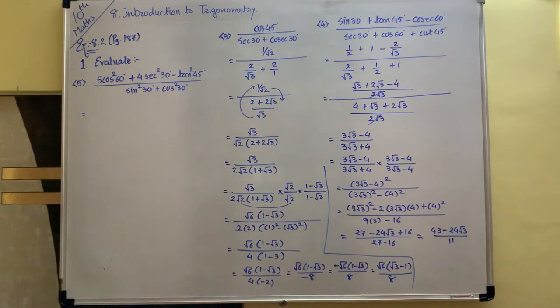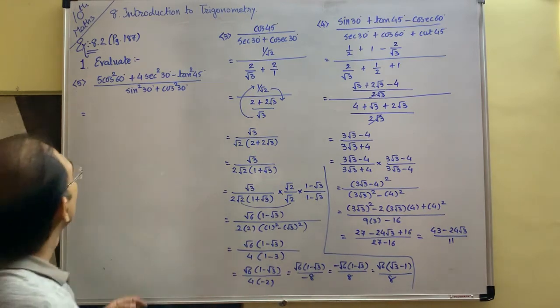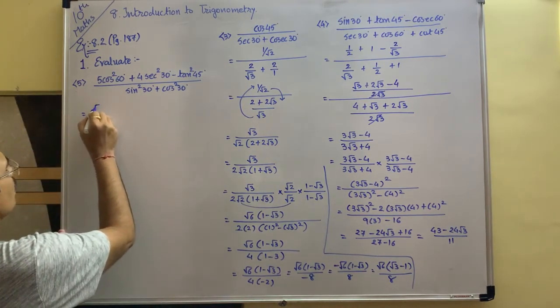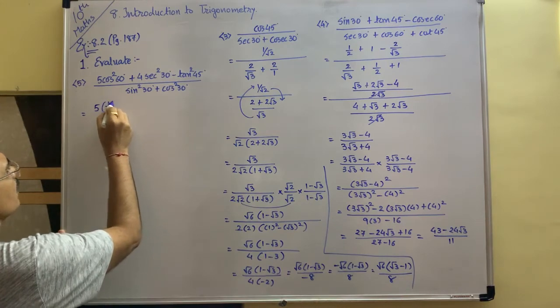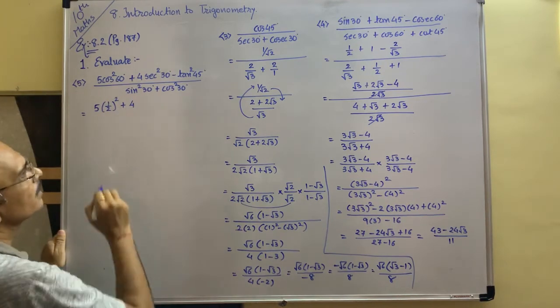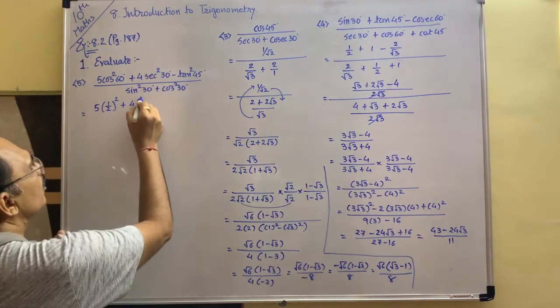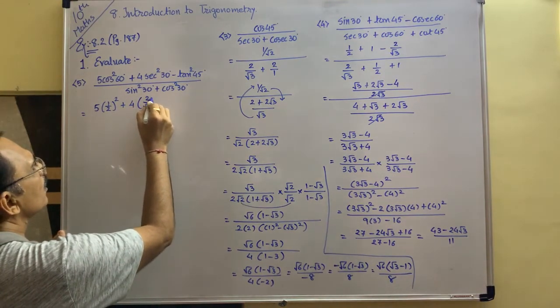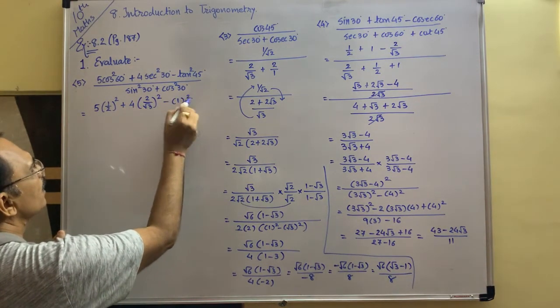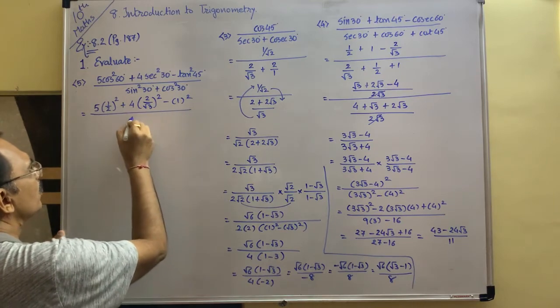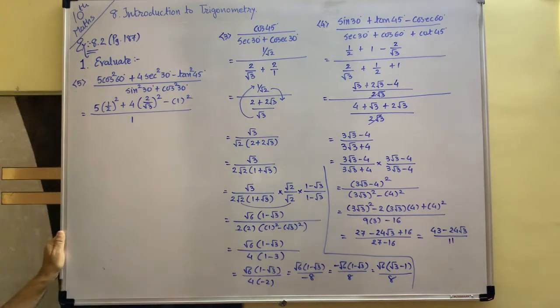Now see here, I will show you an easy trick. First place the value. Cos 60 is half the whole square. Sec 30 is 2 by root 3 the whole square. Tan 45 is 1 the whole square. And now below I can write 1.